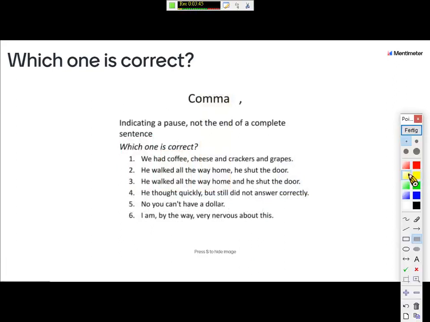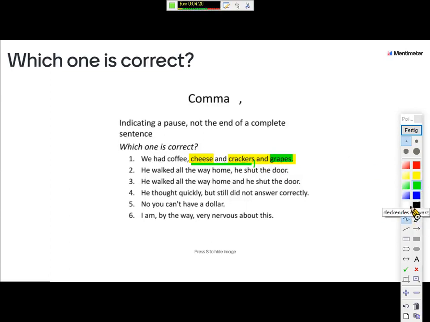Okay, first, we have a coffee, cheese and crackers and grapes. Let's look here. Do you mean cheese and cracker and grapes, or cheese and crackers and grapes? It's quite different, right? Very confusing. So basically, you need to clarify the meaning. You need to put it over here. Basically, I believe that we have coffee, cheese and crackers, and the grapes. So you have to make them separated.